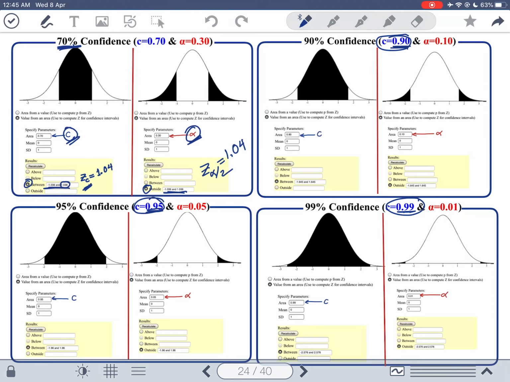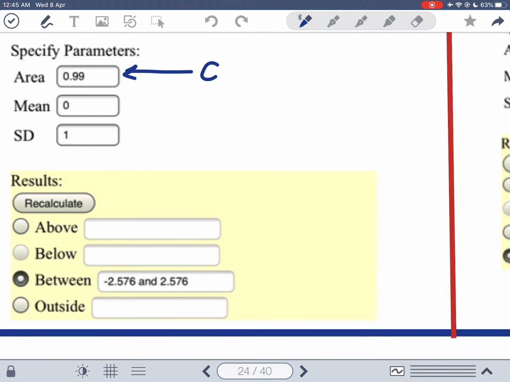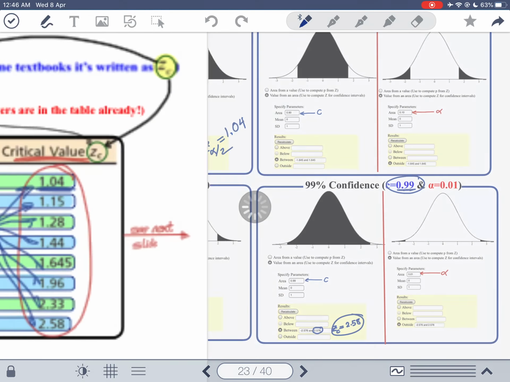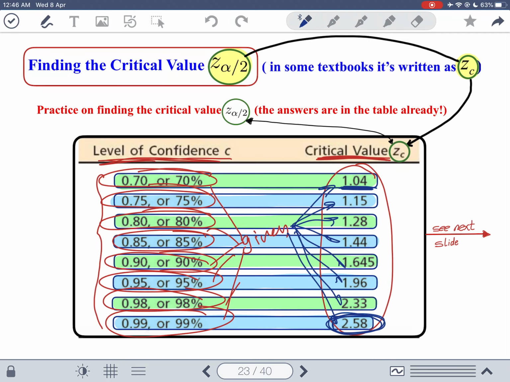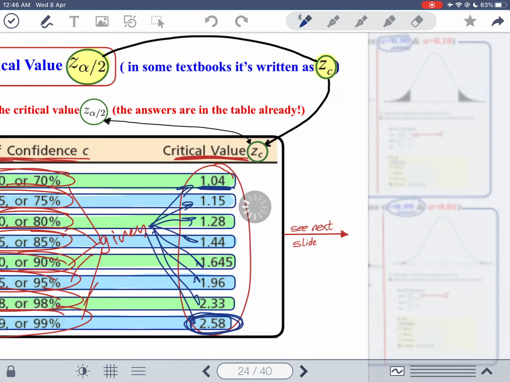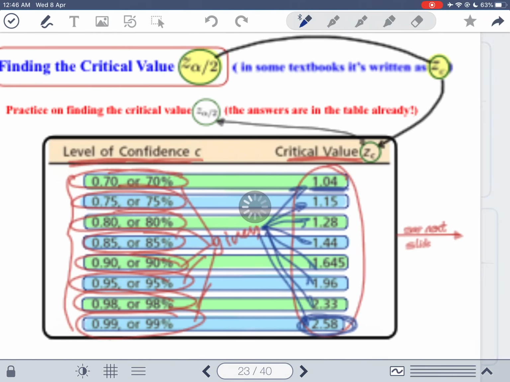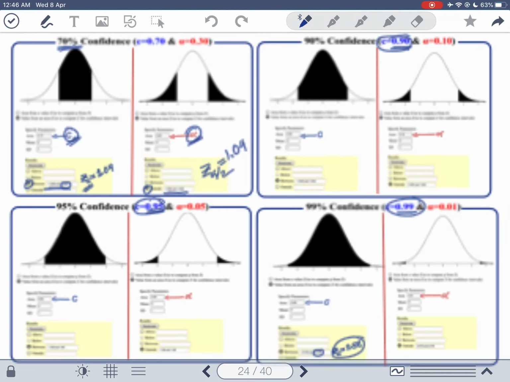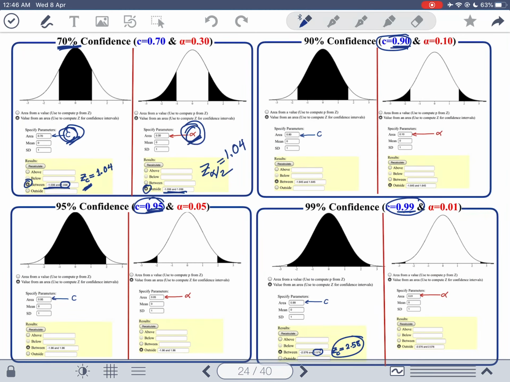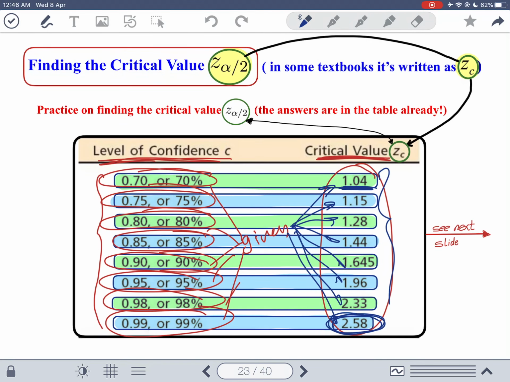So let's check quickly. What about here? The Z critical value, Z sub C, equals approximately 2.576, so 2.58. Then you will go back and check that, yes, it's here, 2.58. So please do all of them. Now, you can take a short break doing them, of course. Check all these numbers and try to check them with C and with alpha. For alpha, you do the outside. For C, you do the between. Okay, check that you get the same numbers as the ones that we have here.